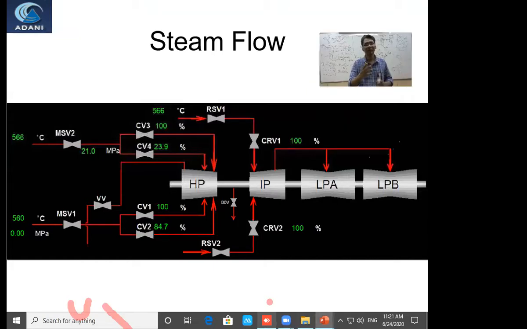HP, IP. If there is a larger size of turbine, suppose 800 megawatt or 1000 megawatt, there are two LP turbines to minimize the blade size. If we provide one LP turbine, it will be very big in size. So we divide it into two parts so that the blade size can be moderate. Next.